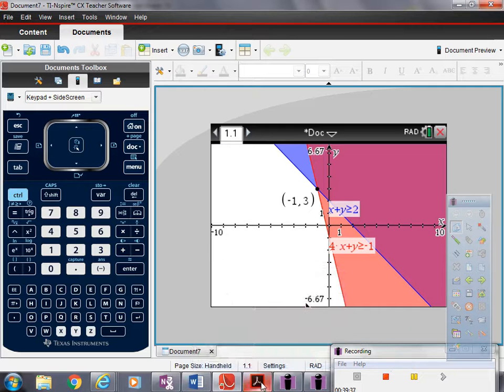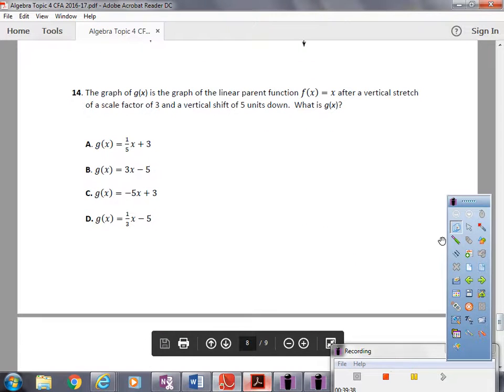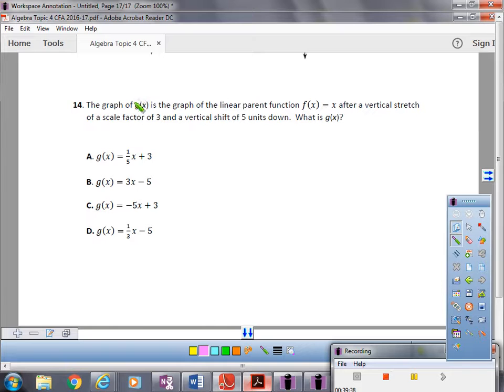All right, so let's look at number 14 next. 14 says the graph of g of x is the graph of the linear parent function f of x equals x after a vertical stretch of a scale factor of 3 and a vertical shift of 5 units down. And then what is g of x? So g of x are the functions, like these graphs over here.